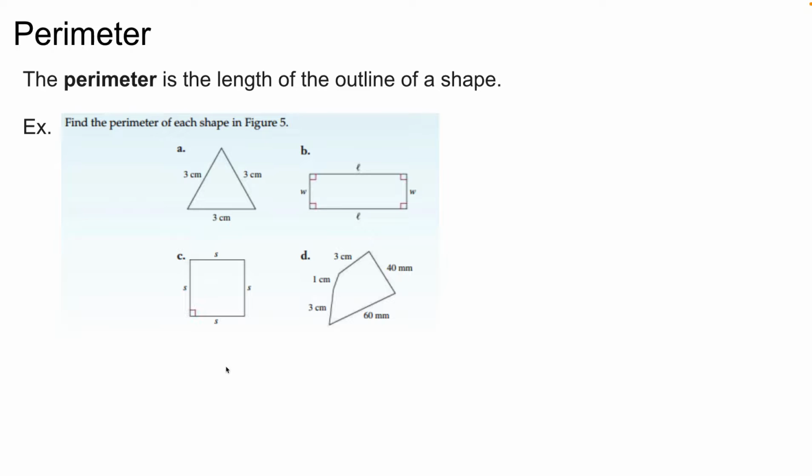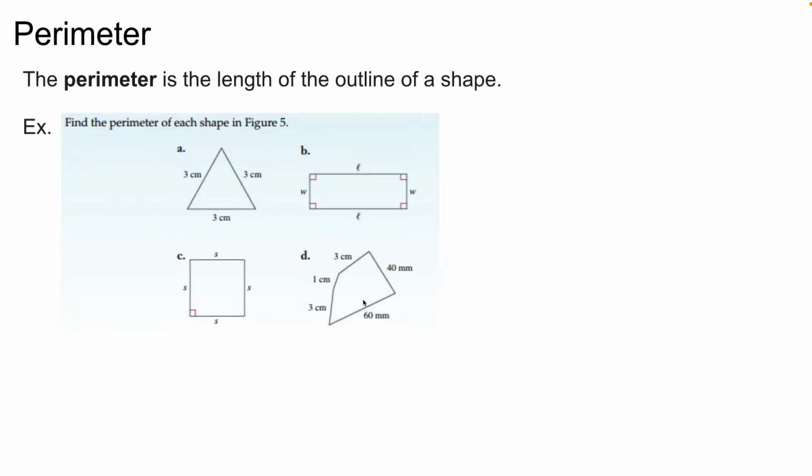Okay? For C, what is the shape there? It says it's 90-degree and all 4 sides are congruent. So all 4 sides are congruent, all 4 angles are congruent. We call that a square. And we have S plus S plus S plus S, which is 4S.